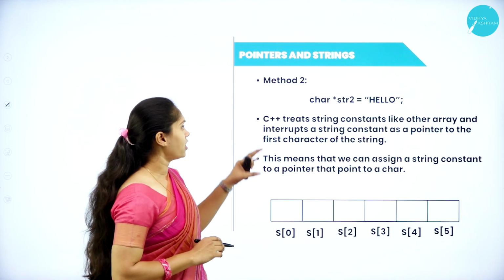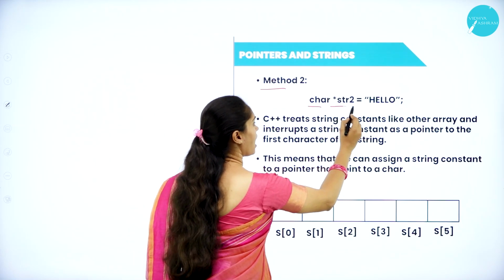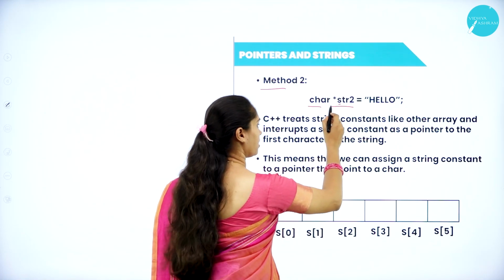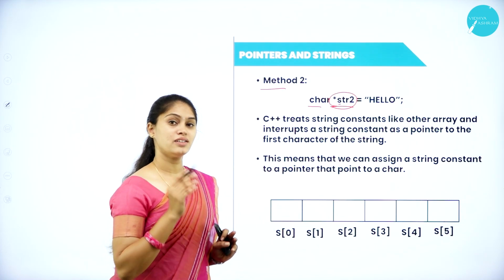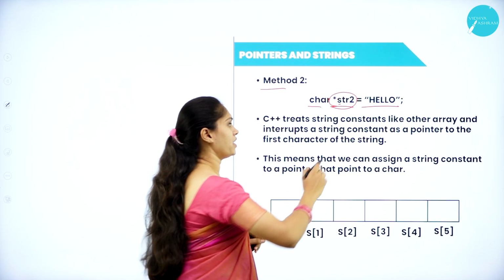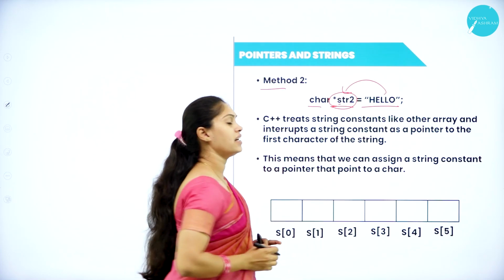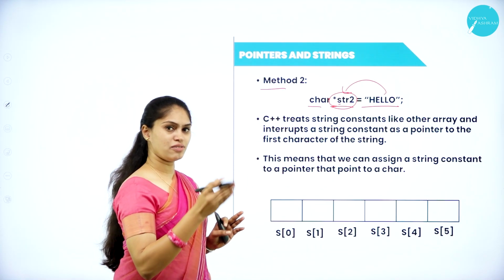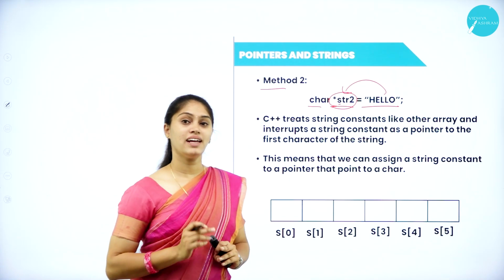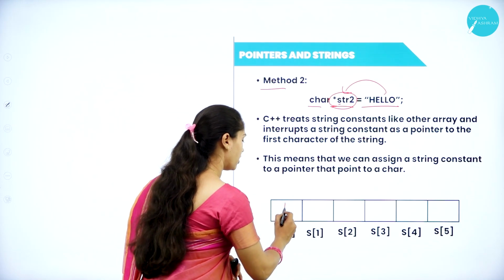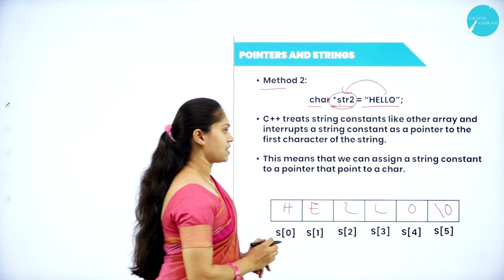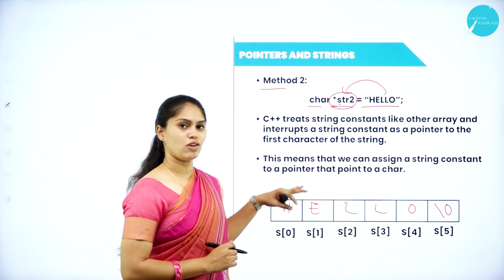So this is one method. What is the next method that I have? Char star str2 is equal to hello. So here I am using a pointer variable, and I am assigning a value to that pointer variable. str2 is nothing but what? Hello. It will also store all the 5 characters. At last it will store backslash 0 to represent the end of the string. So it holds HELLO, and at last backslash 0, which represents the end of a string.